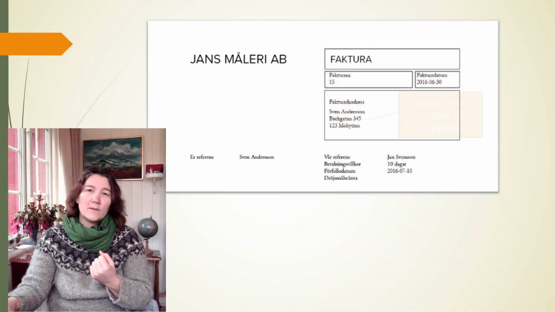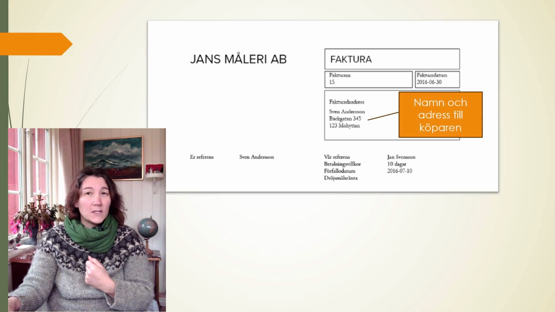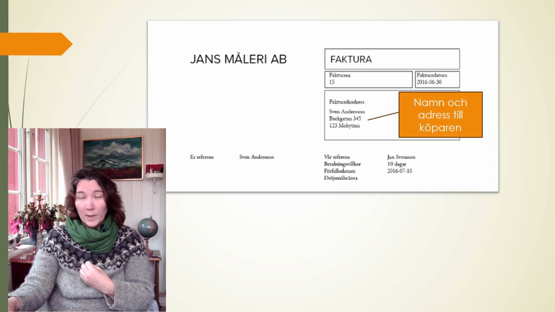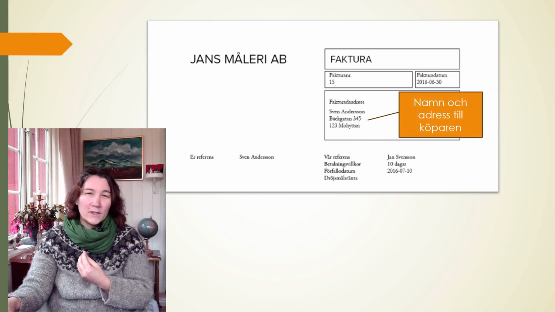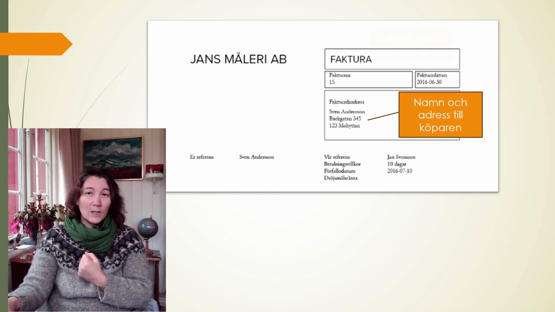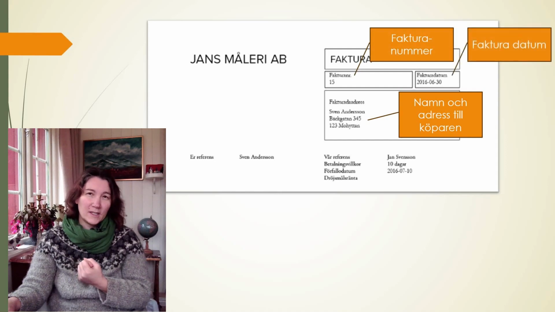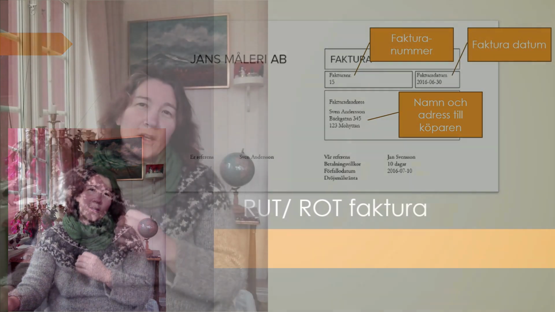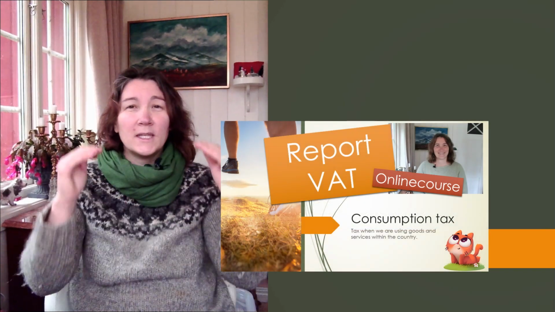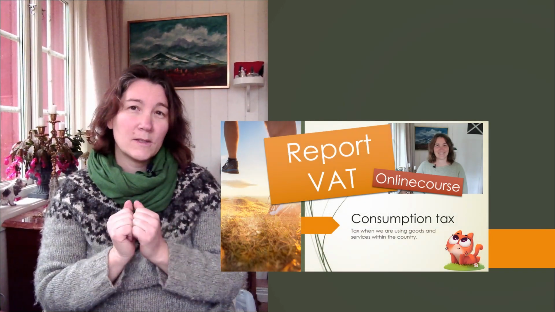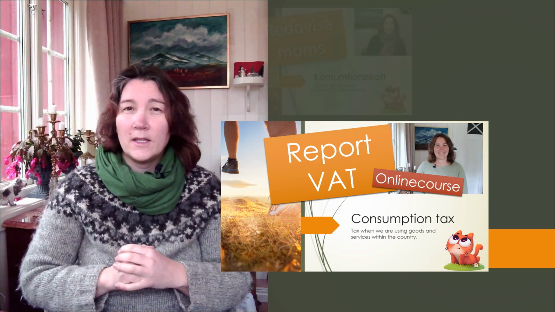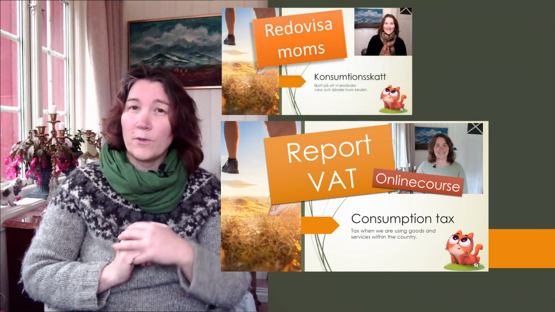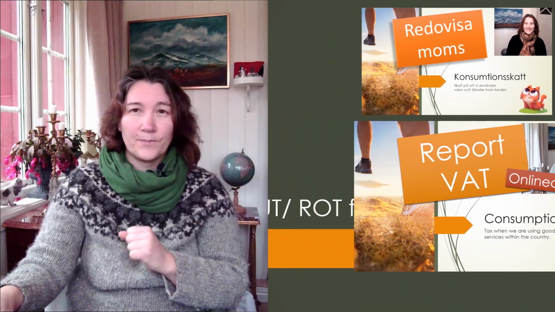So the first thing, as in all invoices, we need to have the name and address of the buyer, so we know who this buyer is. We also need to have the invoice number and the invoice date. In another course that I have, called Report VAT, we dig much deeper into this, what things we need to have in our invoice. And I have that course both in English and in Swedish.